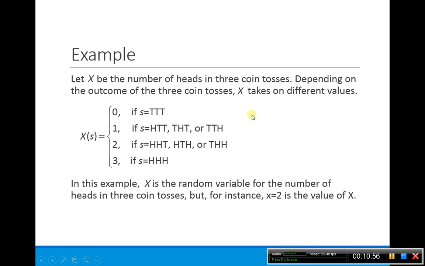What is the probability that we're going to have capital X less than or equal to 1? Well, there are 4 possible ways of doing this. So we have 4 out of 8. The probability capital X is less than or equal to 1 is 1/2.